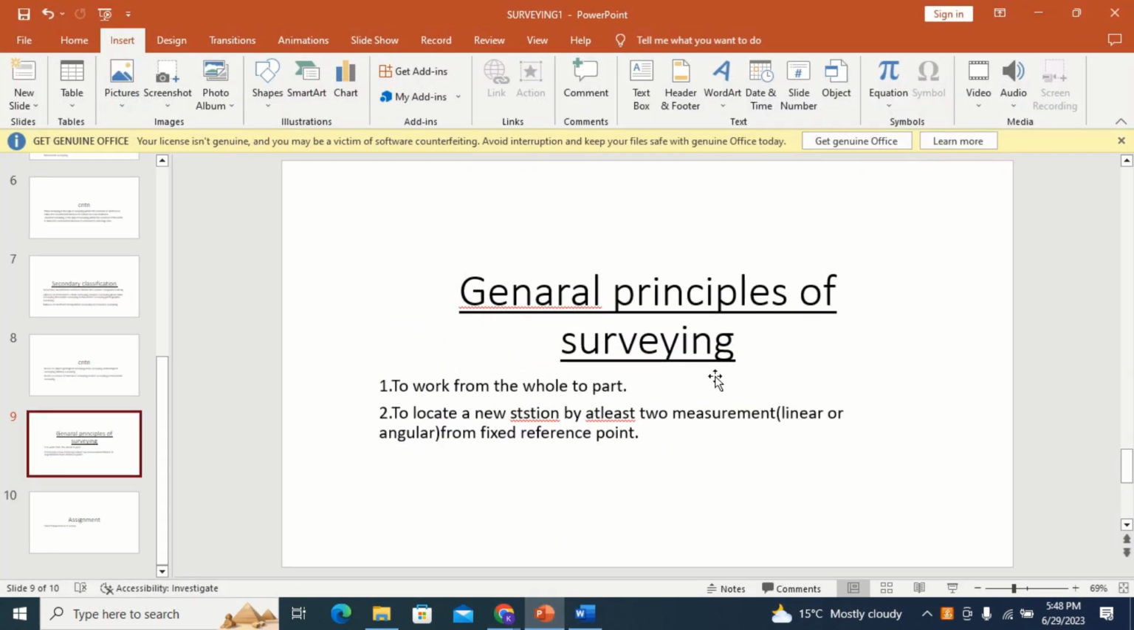I think now we are able to understand what surveying is. So as we move into other topics, we will now be able to study what we know.